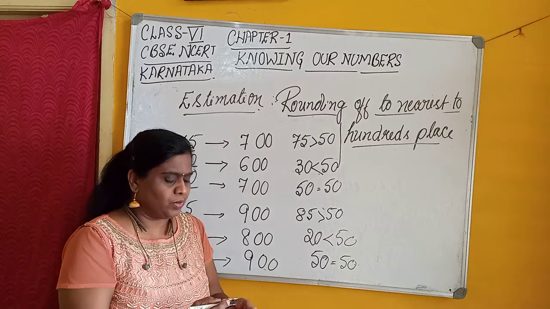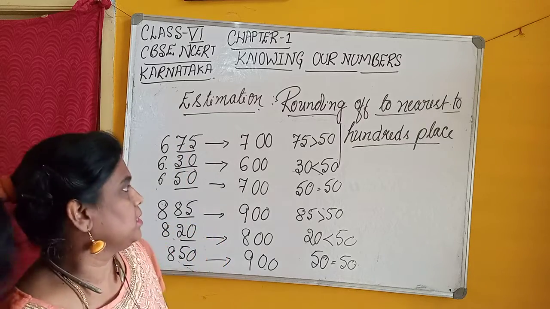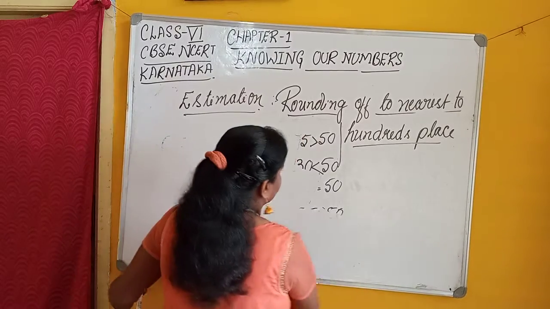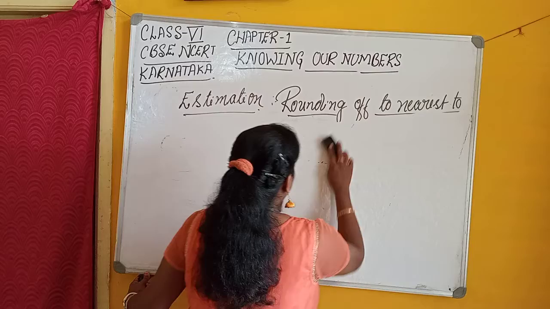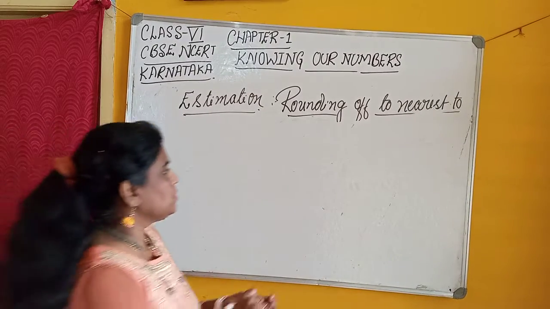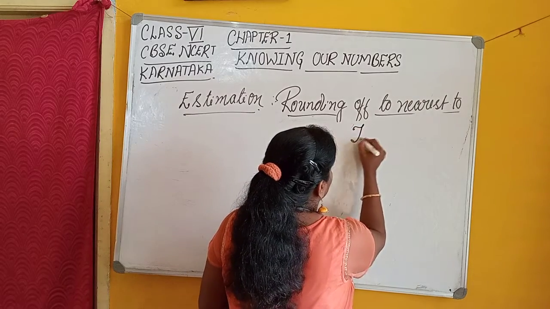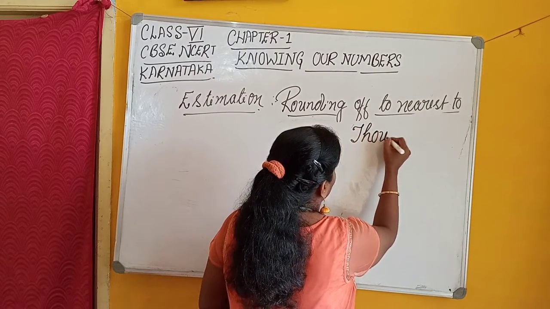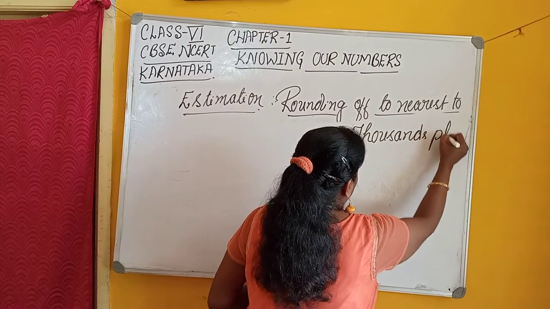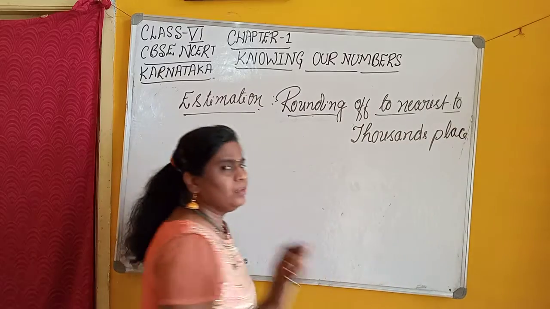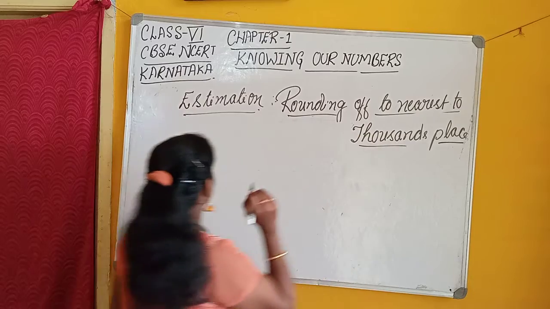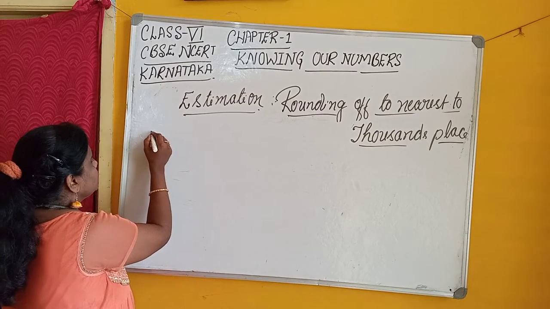Now, rounding off the numbers nearest to thousands place. This is hundreds place. Next, we are moving to thousands place. Now, let us come and tell me for this how many digits we have to compare. Yes, we have to compare 3 digits. Now, 3 digits to which number? 500. Okay, yes.